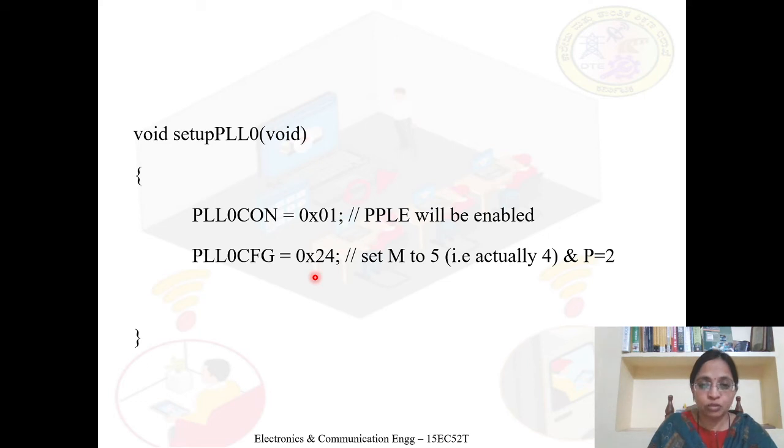At the beginning of this program, we have done the design part and we got to know the value that we have to load into the configuration register. It is equal to 0x24, that is, 24H. So this 24H should be loaded into the PLL0 configuration register.